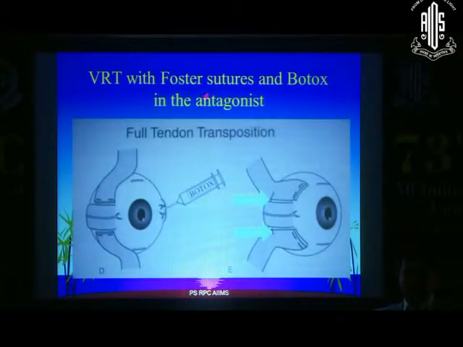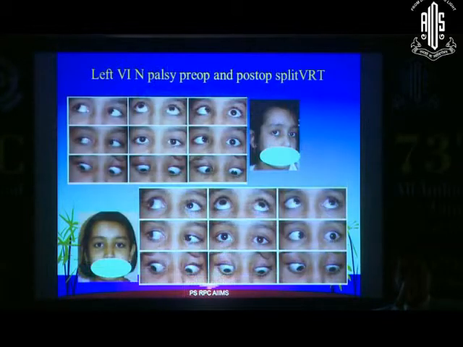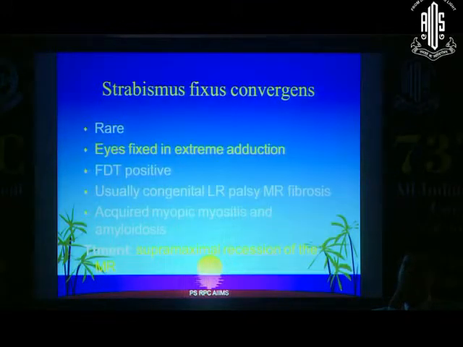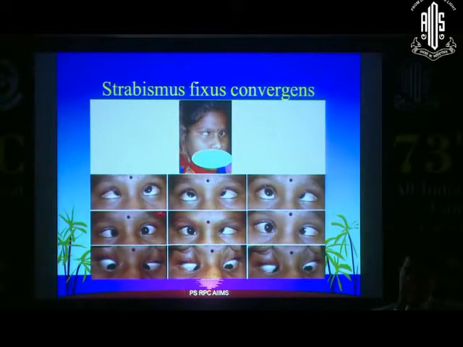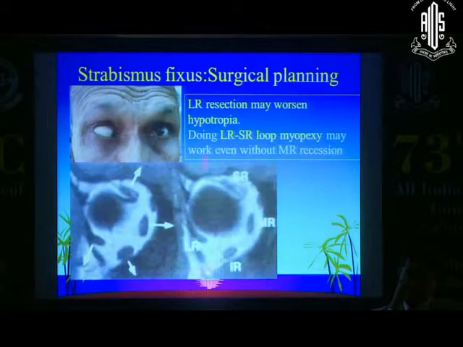And we may add Foster sutures to augment the vectoring force of the vertical muscles in aid of the paralytic sixth nerve. So after the surgery, you may get very good results of the ESO, some improvement in abduction, but abduction limitation may still be there to some extent, but the head posture gets corrected very dramatically. Strabismus fixus convergence are extreme cases of sixth nerve palsies, and they may have a very tight positive FDT, and these may require supramaximal recessions. But at times you have to be careful.